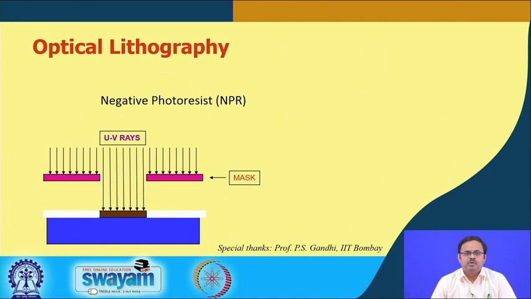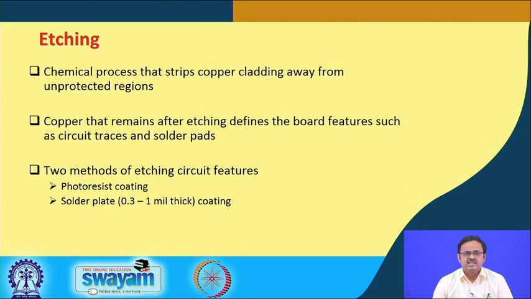Okay. So, optical photolithography is done. But next, remember what we said is the remaining copper is etched away. Chemical etching is a process that strips the copper cladding away from unprotected regions. That is how I am going to retain only the circuit traces, or the wiring traces, and remove the remaining copper from the copper cladding. So, that is what the second point says. The copper that remains after etching defines the board features such as circuit traces, solder pads will come later, etc.